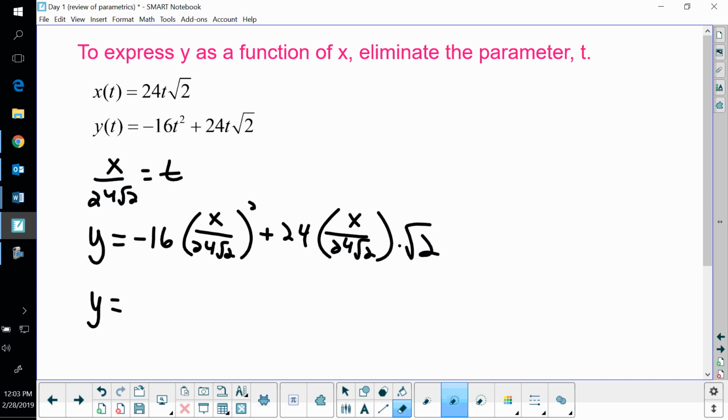And if we were to square the 24 square root of 2, and then do negative 16 divided by that, we would get negative 1/72 x squared. Over in the other part, the 24s divide to 1, the square root of 2s divide to 1, so we just get x.